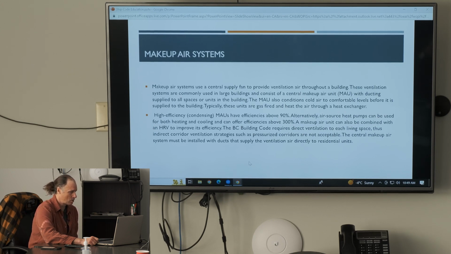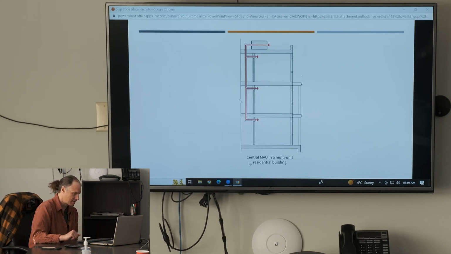The BC Building Code requires direct ventilation to each living space. Thus, indirect corridor ventilation strategies, such as pressurized corridors, are not acceptable. The central make-up air system must be installed with ducts that supply the ventilation air directly to residential units. So here we have an example of a central make-up air unit in a multi-unit residential building.